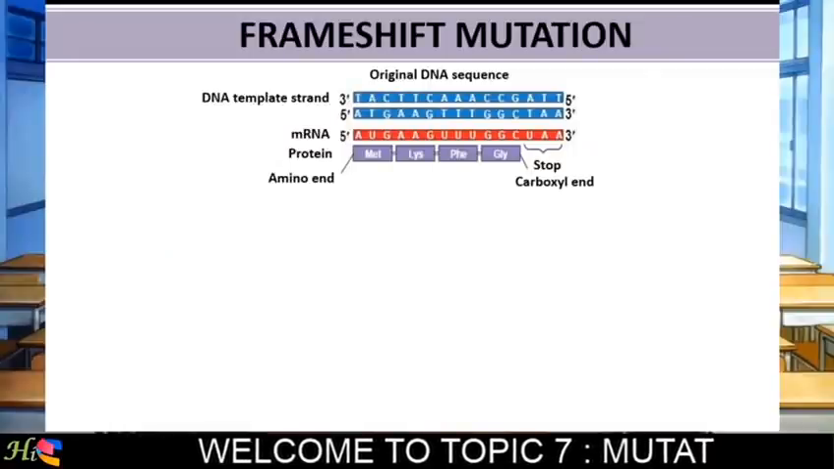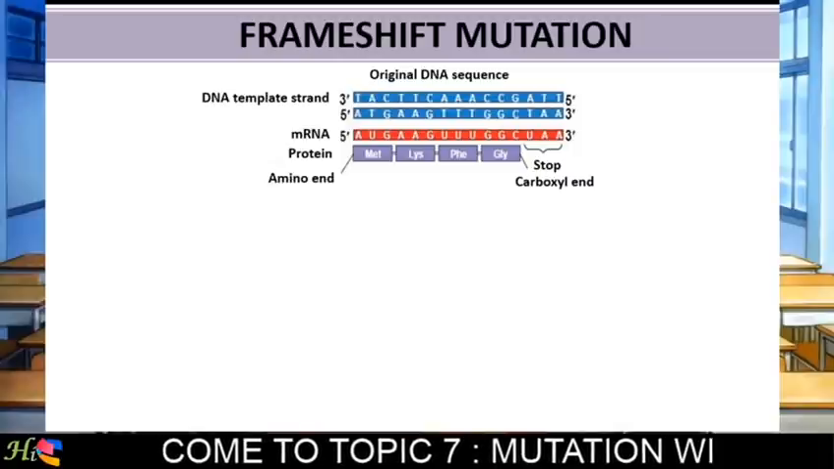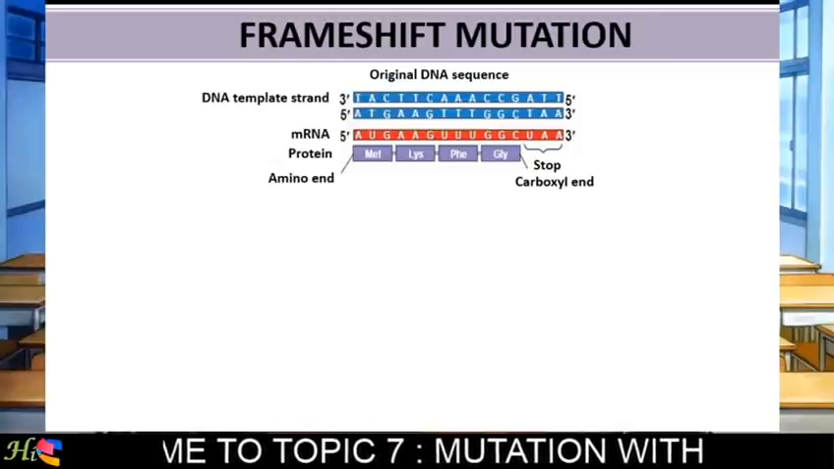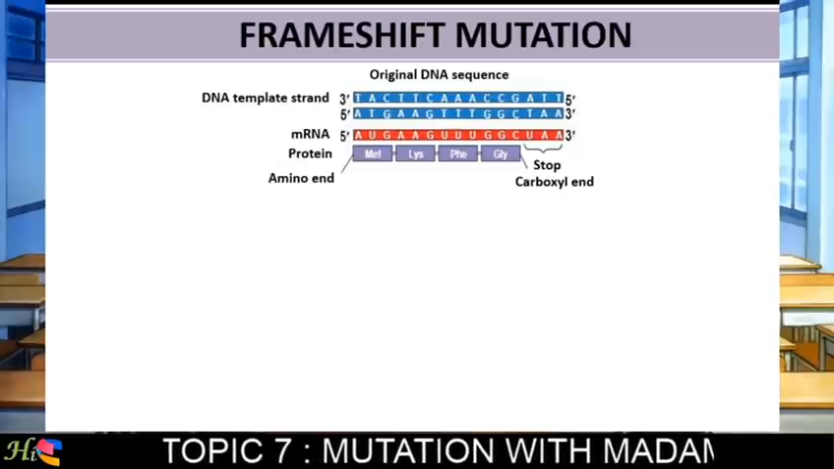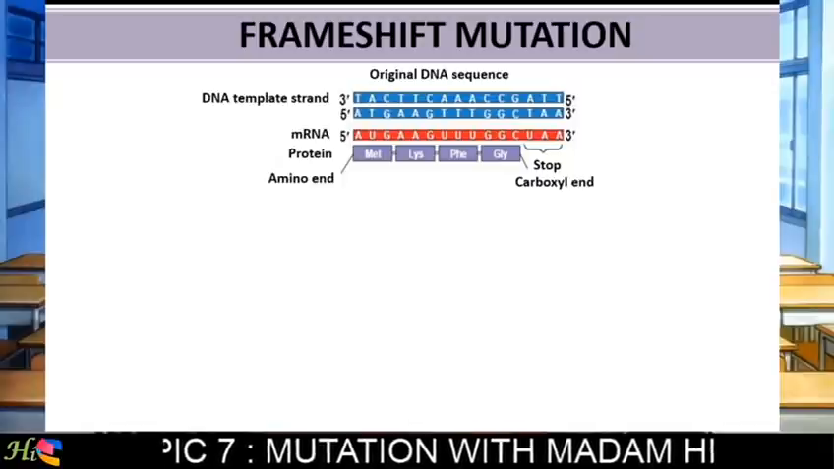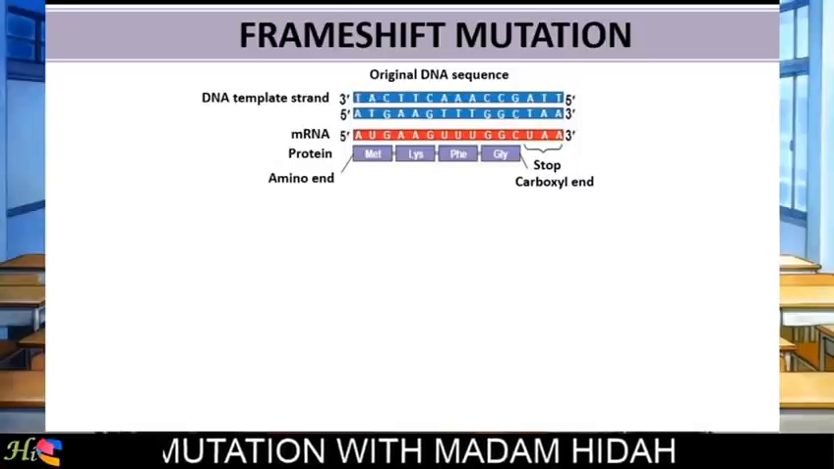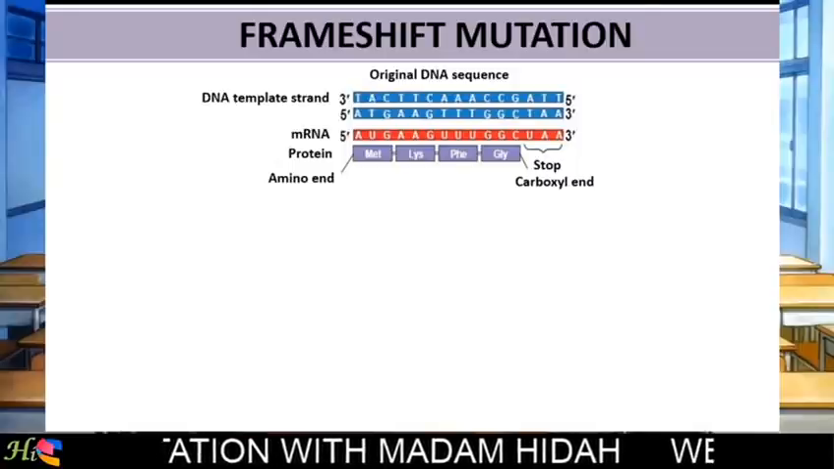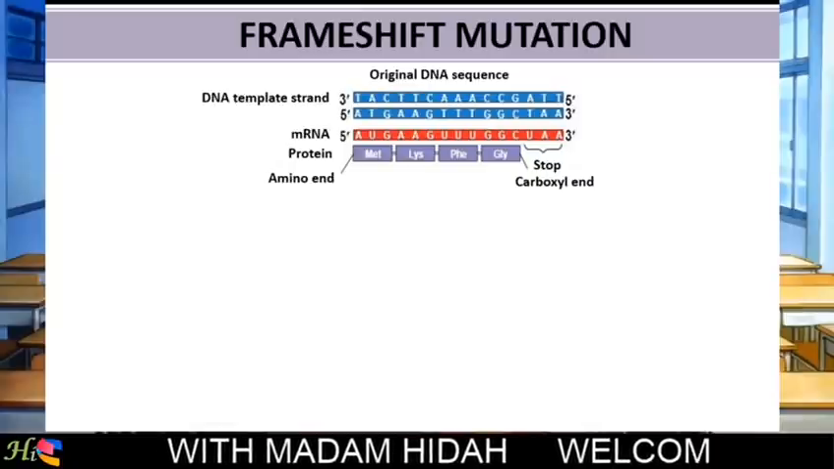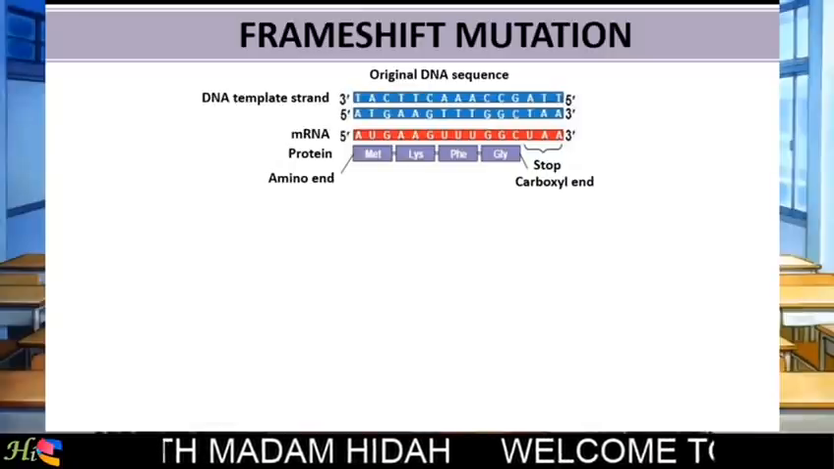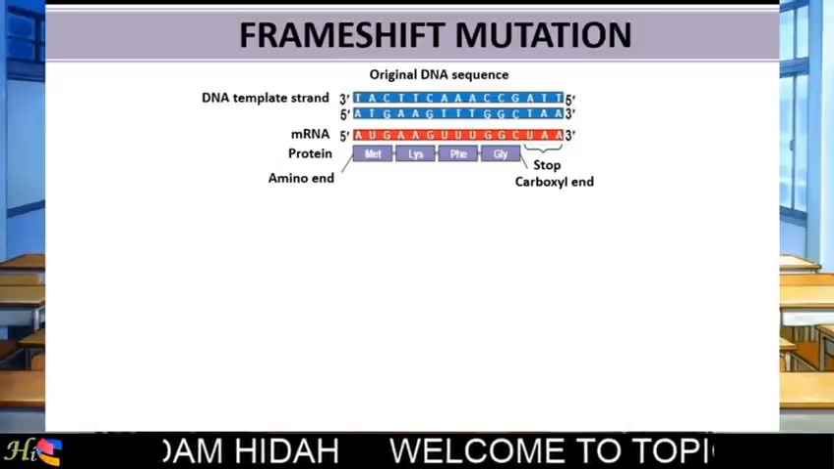This diagram shows how the base sequence of the DNA template strand has been transcribed into mRNA codons and translated into a sequence of amino acids consisting of methionine, lysine, phenylalanine, and glycine. What happens when an insertion or deletion occurs within the reading frame? Insertion or deletion of bases not in a multiple of 3 will shift the reading frame by 1 or 2 bases. This effect is known as a frameshift mutation.